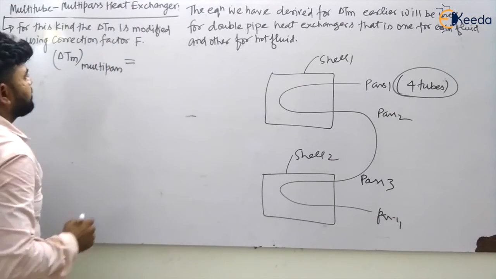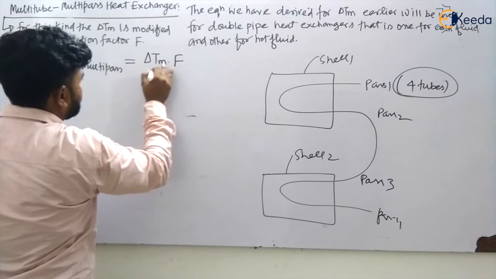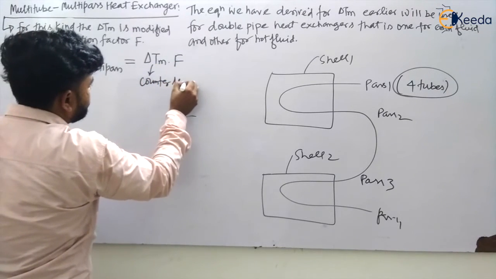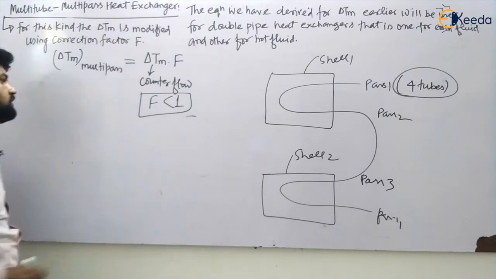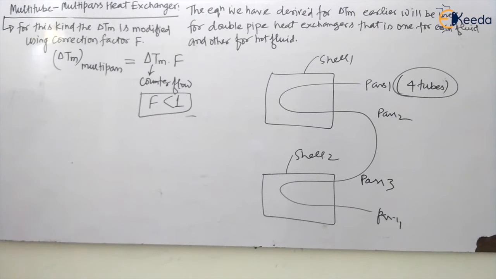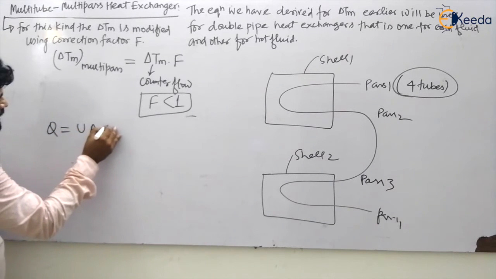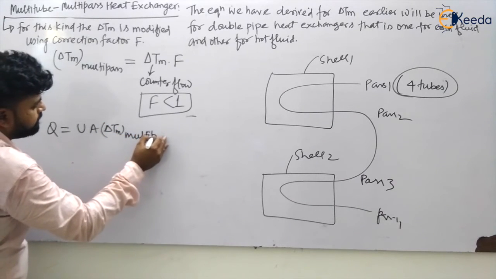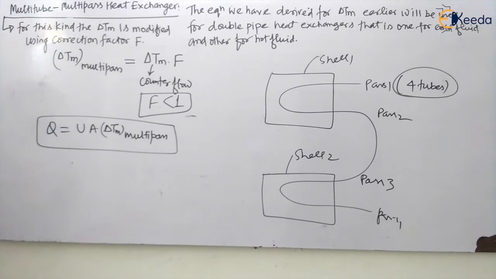delta Tm multipass is equal to delta Tm into F, and let us take this for counter flow. The value of F will always be less than 1. In most cases, the value of that correction factor will be less than 1, and you can easily calculate the heat transfer by U A delta Tm multipass, my dear students. So you can have this kind of equation.